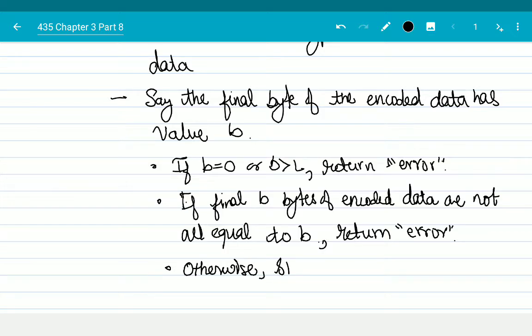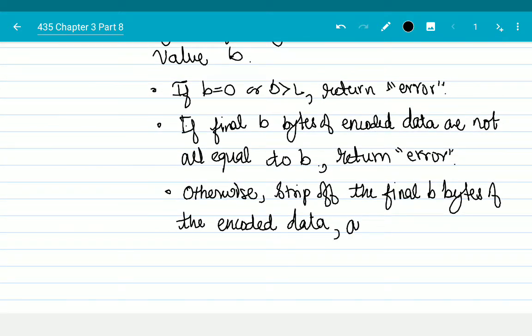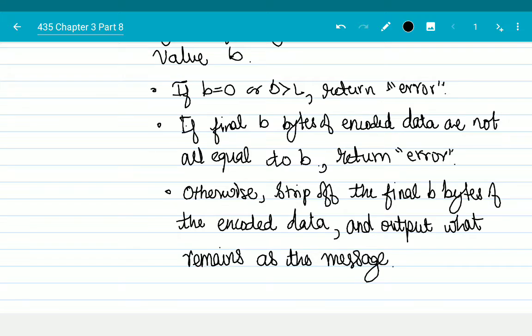Otherwise, strip off the final b bytes of the encoded data and output what remains as the message.